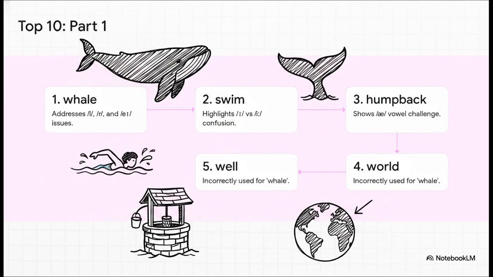Okay, here's our first set. Number 1 is whale. And honestly, this word is a gold mine for practice because just mispronouncing it touches on those 3 key issues we saw, the L, the R, and the A sounds. Number 2 is swim, which was pronounced seam, and that really highlights that confusion between the short I and long E. Third, we have humpback, which kind of came out as Hamburg, showing there's a little challenge with making that distinct uh vowel sound. And then numbers 4 and 5, world and well, they're on the list because those were the words that were accidentally swapped in for whale. It shows exactly what sounds you need to practice telling apart.